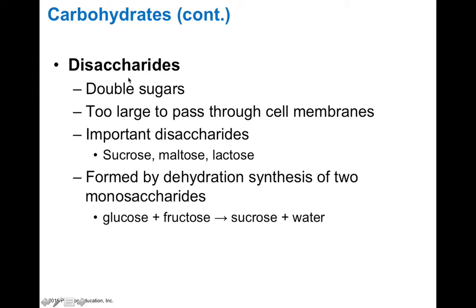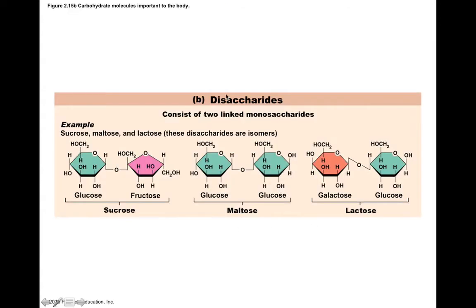Now, a disaccharide is a double sugar here, and they're too large to pass through cell membranes. So some important disaccharides are things like sucrose, maltose, and lactose. They're actually formed by dehydration synthesis of two different monosaccharides. So an example of a disaccharide is sucrose. Sucrose is actually formed from the dehydration of glucose and fructose, making sucrose, and actually also yields water. So some important disaccharides in our body include sucrose, maltose, and lactose, and these are used in a variety of biomolecules. These are also sources of nutrition.